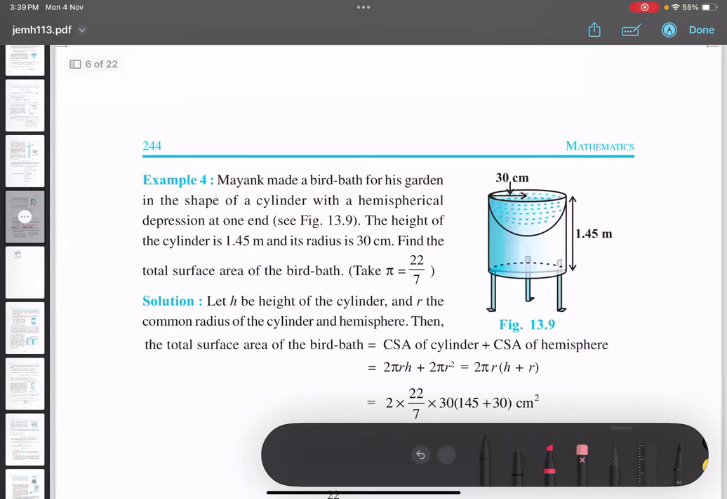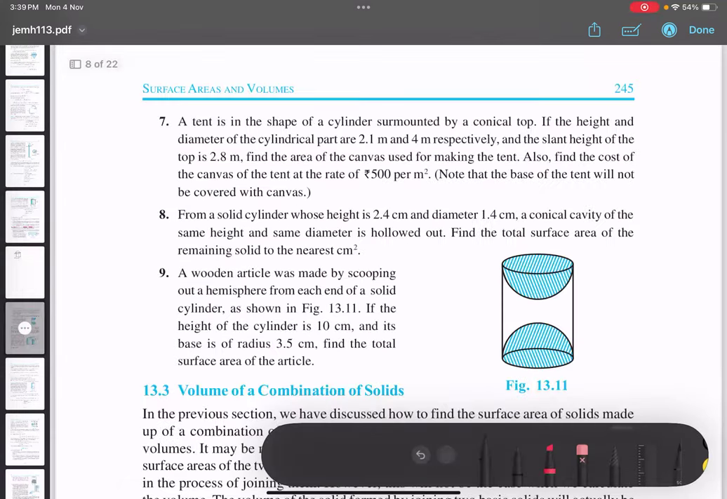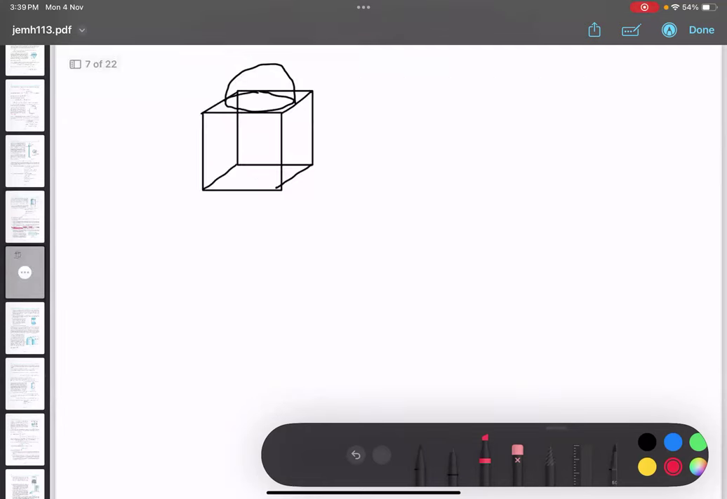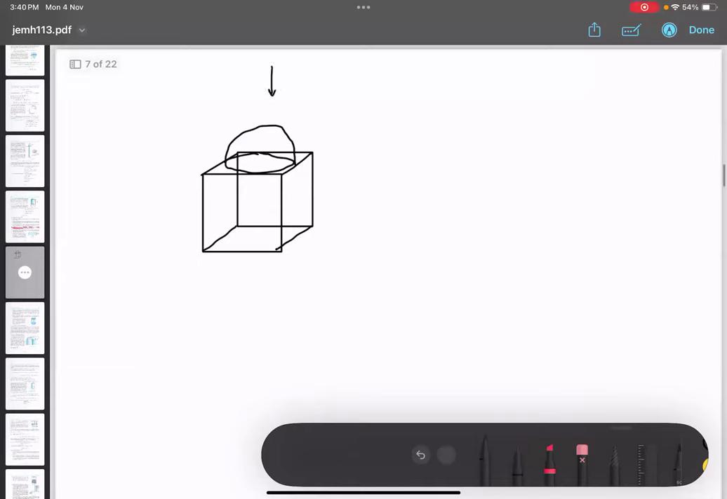What is the greatest diameter of the hemisphere? So basically, if I go from the top view, how will it look? It will be a square and a circle. The circle will be touching all the four sides. Right now, it is not touching, but it will be touching. Making sense? So what is the maximum diameter possible?